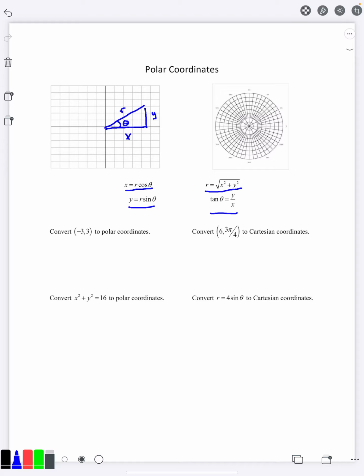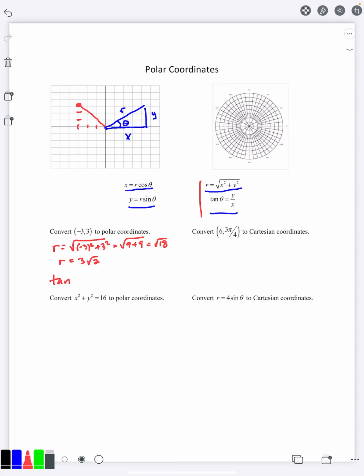Now let's actually use those to convert some points here. So I'm looking at the point -3, 3. So I'm at this point right here. I'm going to use the equations on the right to convert this. So I'd have r is the square root of x squared plus y squared. So -3 squared plus 3 squared. It's the square root of 18, which you can simplify. It'd be 3 root 2.